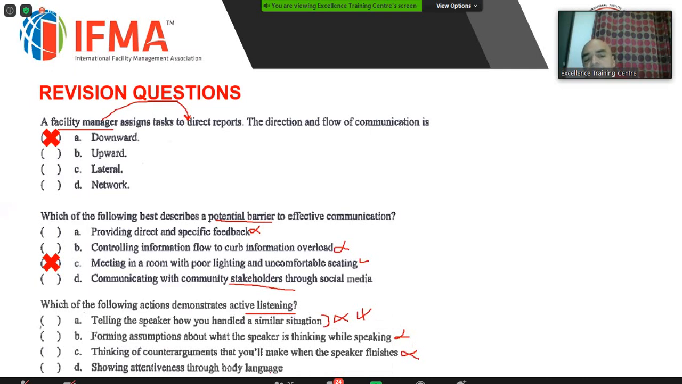Showing attentiveness through body language. Is this a part of active listening or not? This is the correct one, much more correct than the other. This one is you providing feedback. Here you are attentive. And how can you be attentive? Someone is talking and you are nodding your head. So it's showing them that you are listening to them. If someone you are talking to nods his head, it means that they are listening to you. So this is the answer.